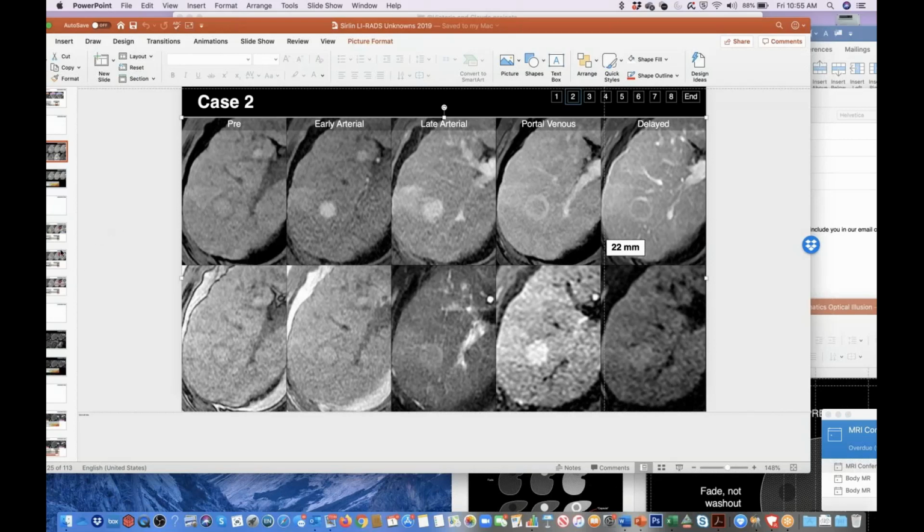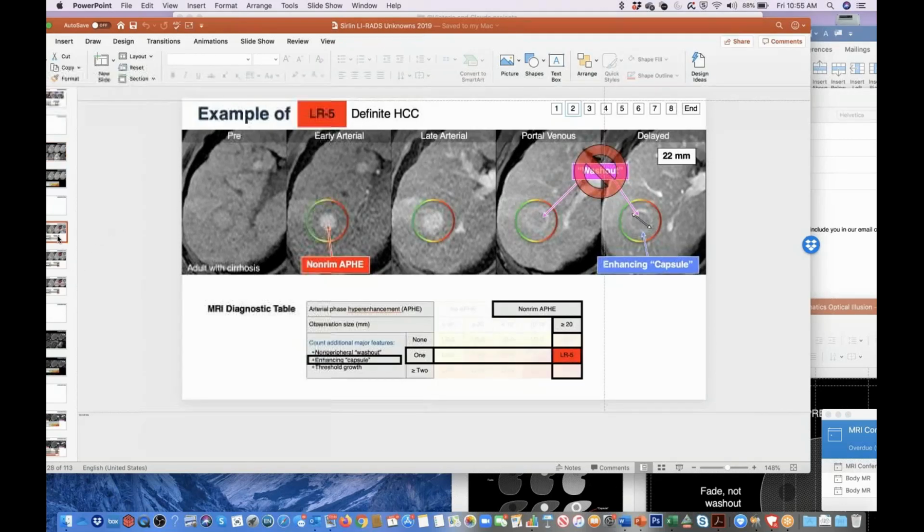Now, just to prove it, I did something that is normally a no-no, but I did it for teaching purposes. Here again is the mass, and you can sort of see that there's this capsule. But using Photoshop, I eliminated the capsule. And if you eliminate the capsule electronically, notice that the lesion has now disappeared. You would not call this washout. This would be called fade to isointensity.